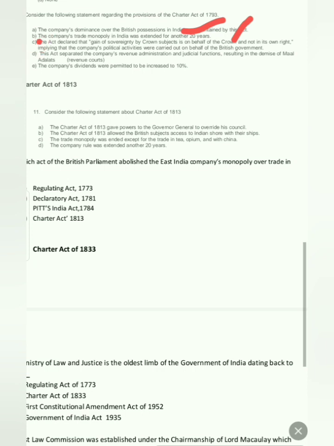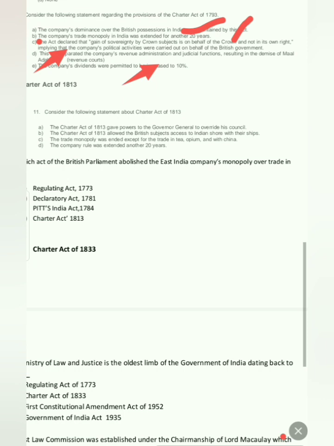Next. This act separated the company's revenue, administration and judicial functions, resulting in the demise of the Mal Adalat revenue. Correct. The company's dividend was permitted to increase to 10%. Correct. Next.